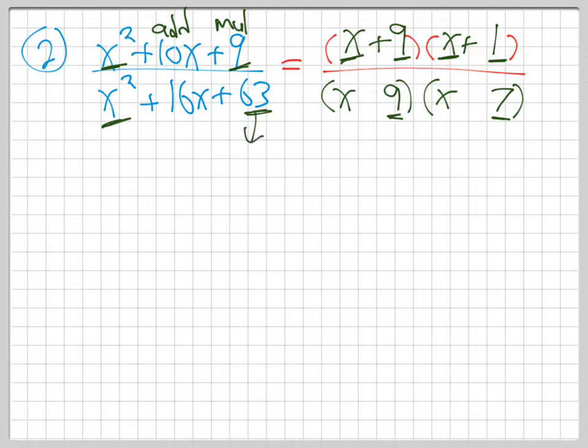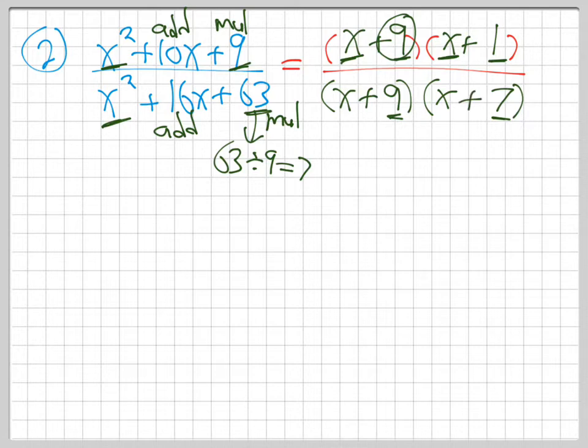If you're looking at that 63 and you're not sure, you should look up here and go, oh, there was a 9 on the top. I bet there's a 9 on the bottom. Take that 63, divide by 9, you'll get 7. You go, oh yeah, 9 and 7, because that adds to be 16, doesn't it? Remember how it works? It multiplies to be the back number, adds to be the middle number. Plus 9, plus 7. Now that we've got it factored, now that it's multiplied, we can cancel.